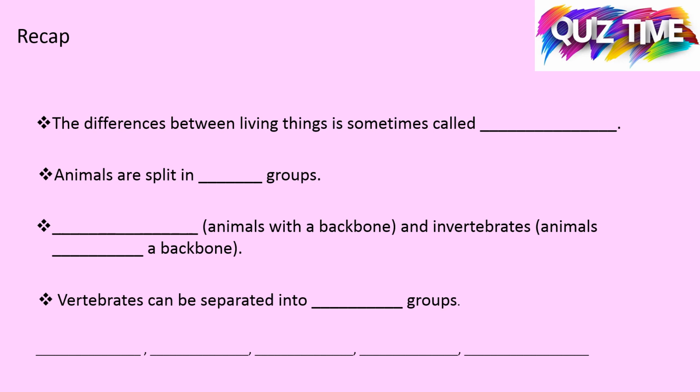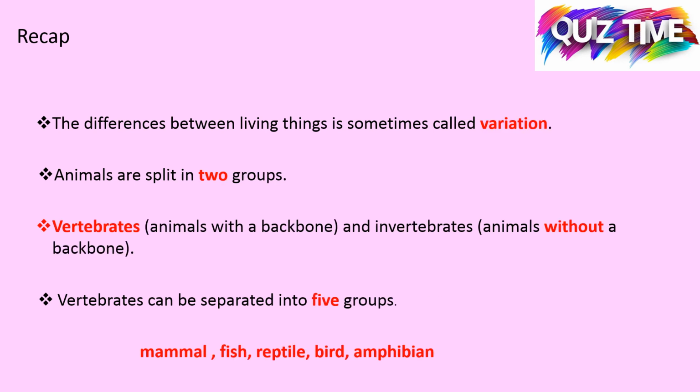Well done, everyone. Let's go through the answers. The differences between living things is sometimes called variation. Animals are split in two groups. Vertebrates are animals with a backbone, and invertebrates are animals without a backbone. And the last one, vertebrates can be separated into 5 groups: mammal, fish, reptile, bird, amphibian. Well done if you got that all correct, and if you didn't, that's fine. You could go through the answers now to refresh your memories. Well done.